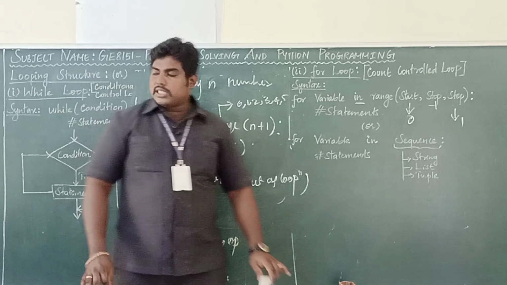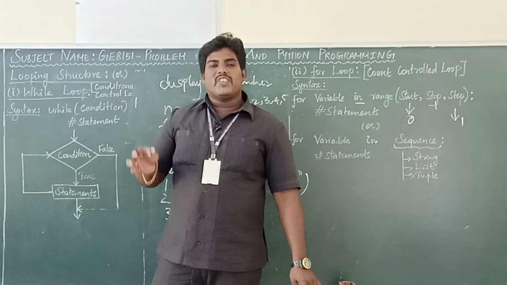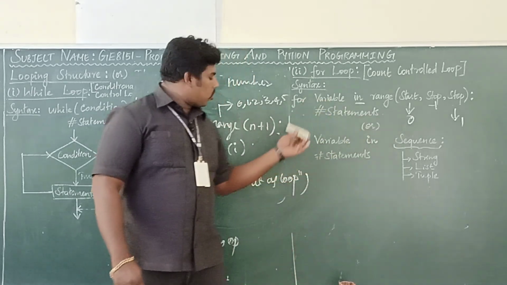So what are the things we discussed? We discussed about the looping statements, while loop, then while loop with else, then for loop. In the for loop using range, then sequence, then for loop with else.